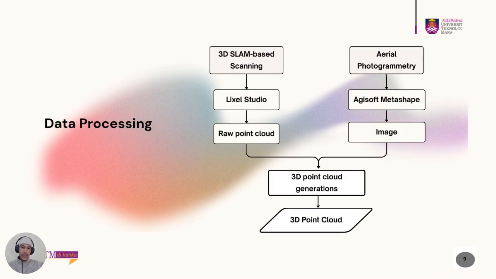The third phase is data processing. For data processing, different software were used based on the type of dataset. The SLAM dataset was processed using Lixel Studio software, which involved point cloud processing and preparation. Meanwhile, the UAV photogrammetry images were processed using Agisoft Metashape in order to generate the 3D point cloud model. After this processing phase, both datasets were prepared for further geometric comparison.